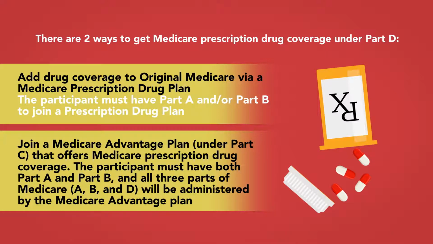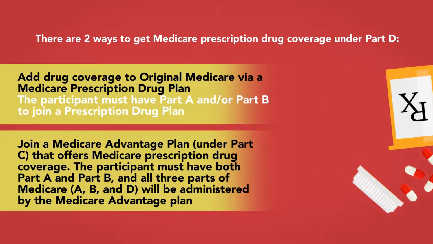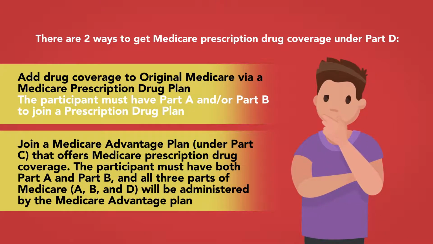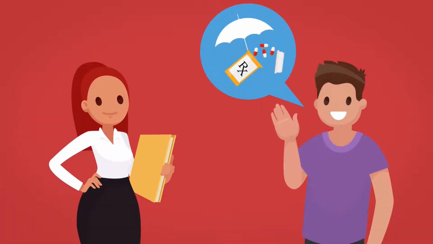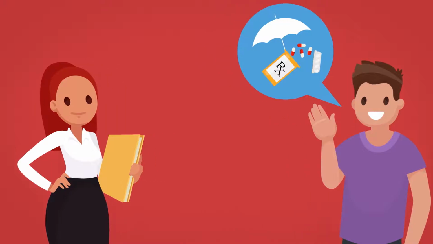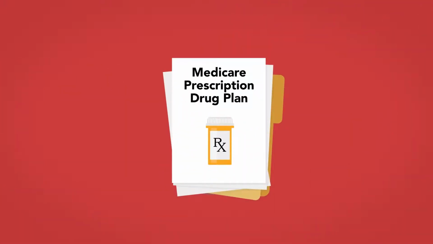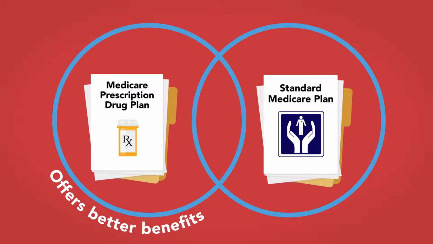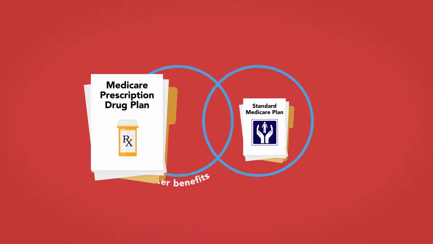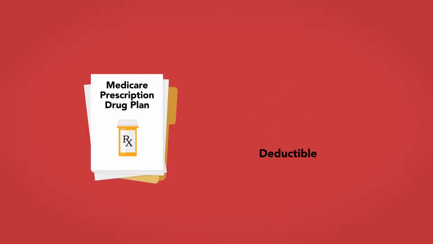The participant must have both Part A and Part B, and all 3 parts of Medicare, A, B, and D, will be administered by the Medicare Advantage plan. When investigating Medicare Advantage plans, the participant should ask the administrator whether the plan offers drug coverage, as not all of them will do so. It's important to note that Medicare Advantage prescription drug plans may differ from the standard Medicare plan only to the extent that the plan offers better benefits. For example, an Advantage plan can eliminate or lower the amount of a deductible.